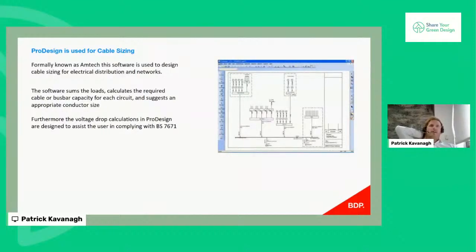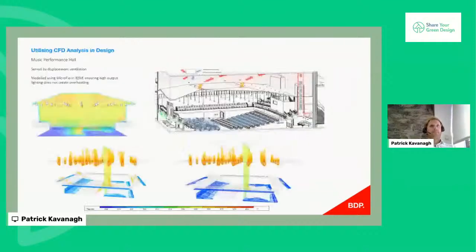Pro Design is used for cable sizing. Formerly known as Amtech, we use this software to design cable sizing for electrical distribution and networks. The software sums the loads and calculates the required cable or busbar capacity for each circuit. It also carries out voltage drop calculations to assist in complying with BS 7671.